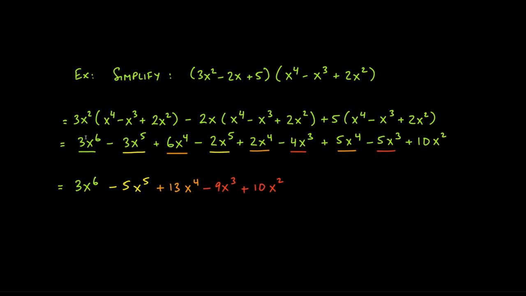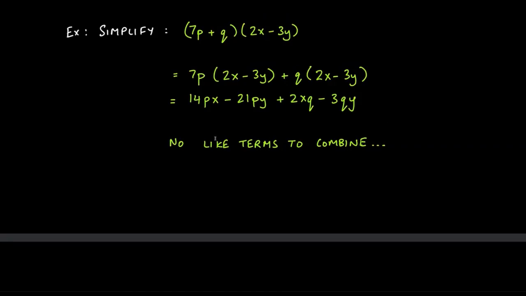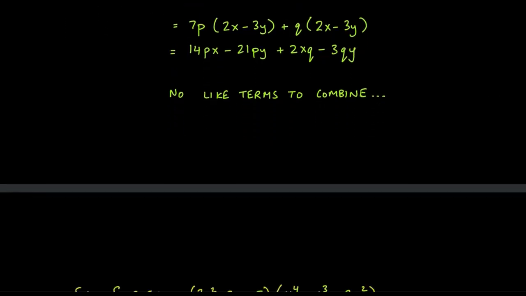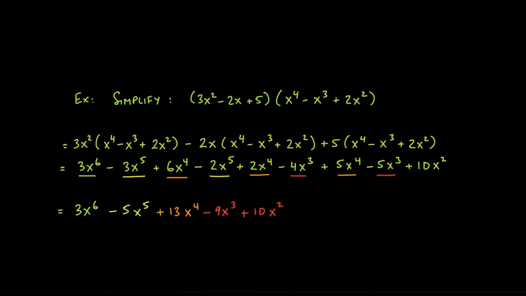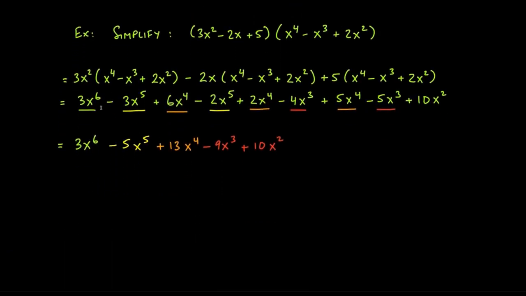And again, now that there are no parentheses left over, we just combine like terms. The reason we didn't do that here is because there were no like terms to combine. The variables were different, and the bases were different because the variables were all different. Here, we do have the same variable in all the terms, but the powers are not the same. So we can only combine like terms, which again, hopefully you remember, is same base and same power.